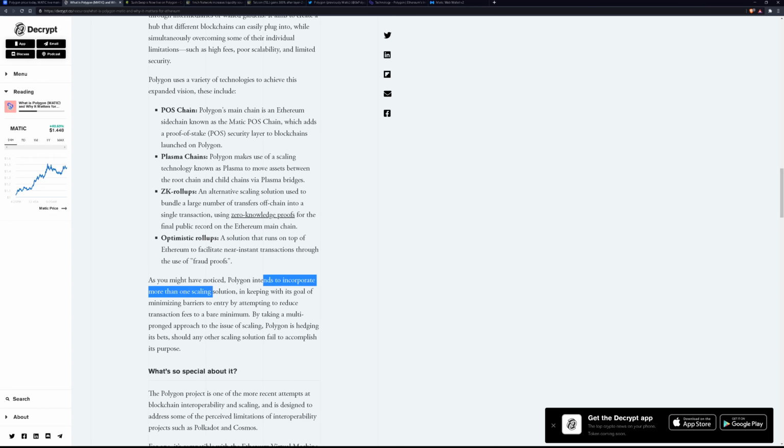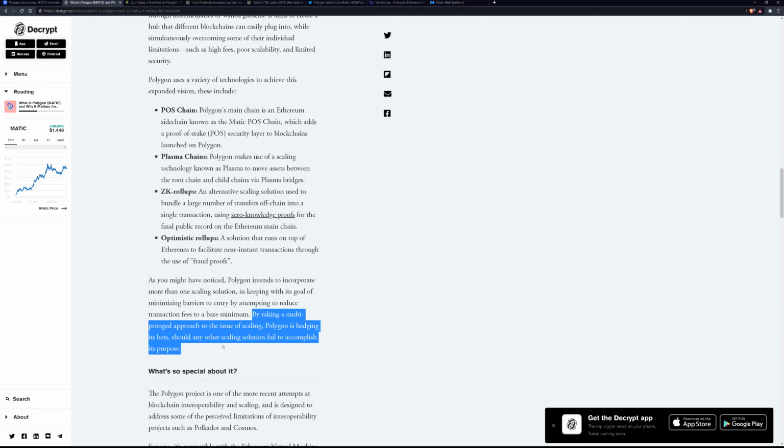So they do intend to incorporate more than one scaling solution, in keeping with its goal of minimizing barriers to entry by attempting to reduce transaction fees to a bare minimum. Now, by taking a multi-pronged approach to the issue of scaling, Polygon is hedging its bets should any other scaling solution fail to accomplish its purpose.